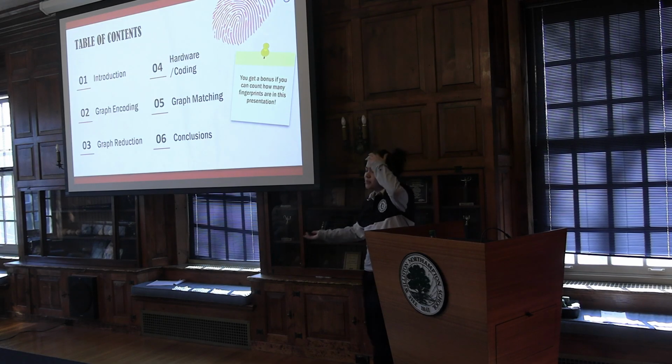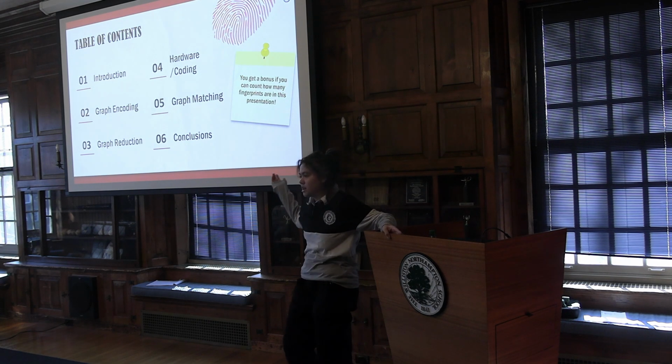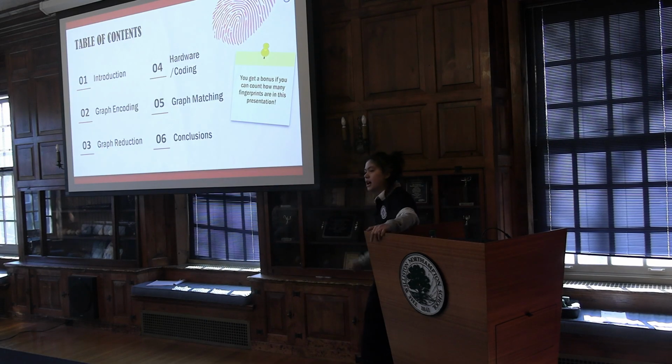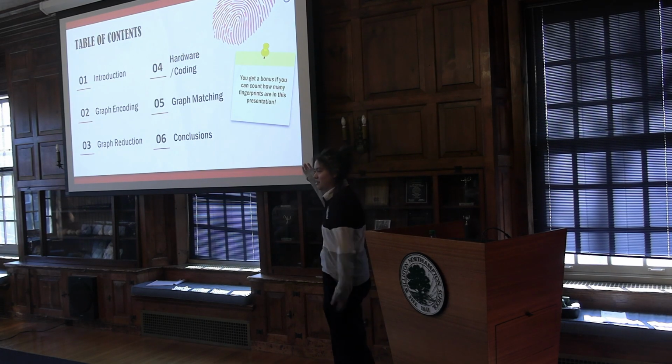And then the third step is graph reduction, because obviously fingerprints have a lot of details and the graphs tend to be really complicated, so we need to reduce the size and the complexity of the graphs. And then number 4, I'm going to be talking about the hardware encoding aspects of the project, which is mainly automating the process of image processing and using Python to create a graph library. And then the 5th step is graph matching, which is how we can match fingerprints based on their graphical representations. And then I'm just going to talk about a quick conclusion.